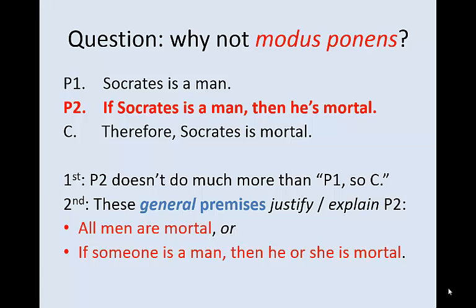If somebody says, I don't understand why I should think that if Socrates is a man, then he's mortal, and you respond, look, all men are mortal, and Socrates is a man, so he's mortal, or if someone's a man, then he or she is mortal, that explains why if Socrates is a man, then he's mortal. So adding general premises is better than going the route of modus ponens, or the route of pretty much saying, well, if the first premise is true, then the conclusion is true. So we'll get more on that in a little bit.